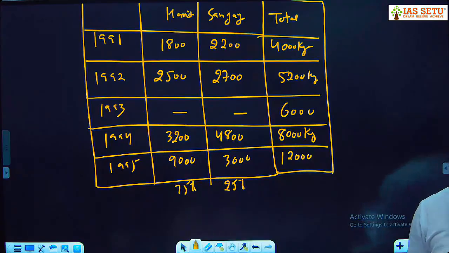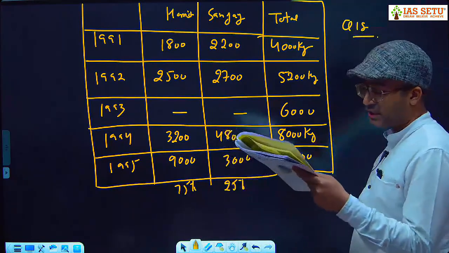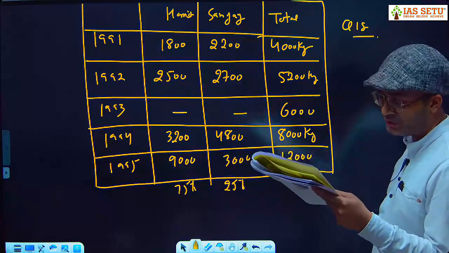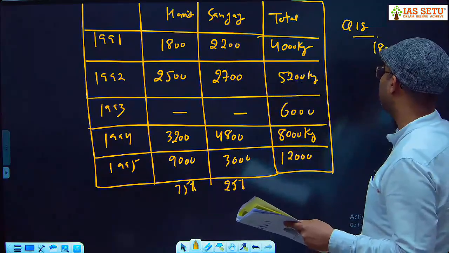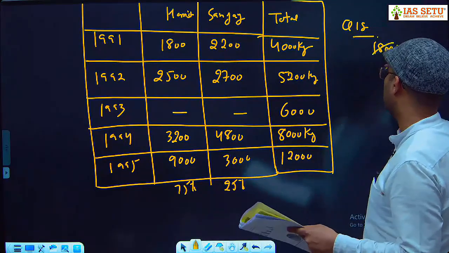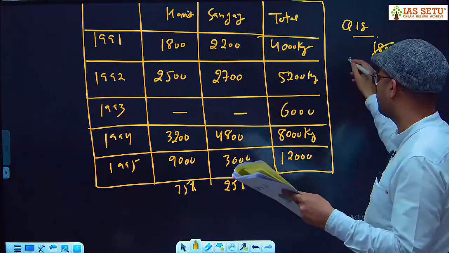Now question number 18. In 1991, Harish and Sanjay had shared the production in the ratio. In 1991, 1800 is to 2200, so ratio is 9:11. Question number 18, your answer is B.